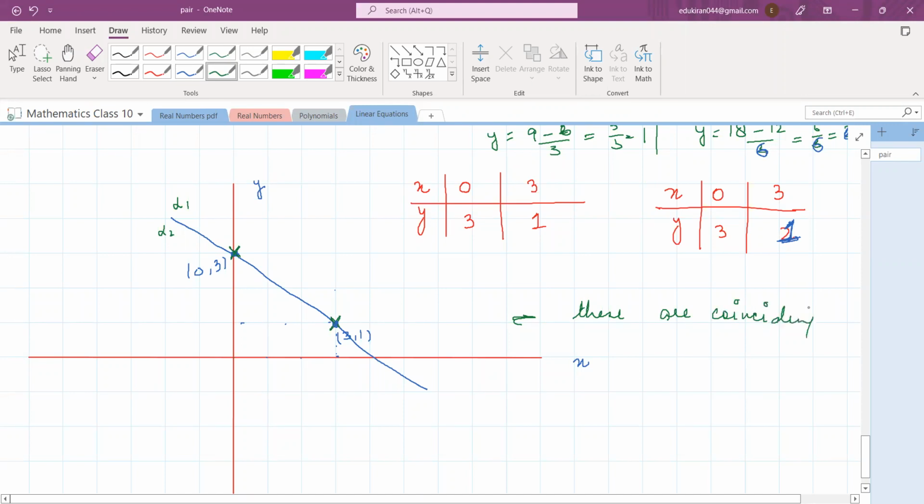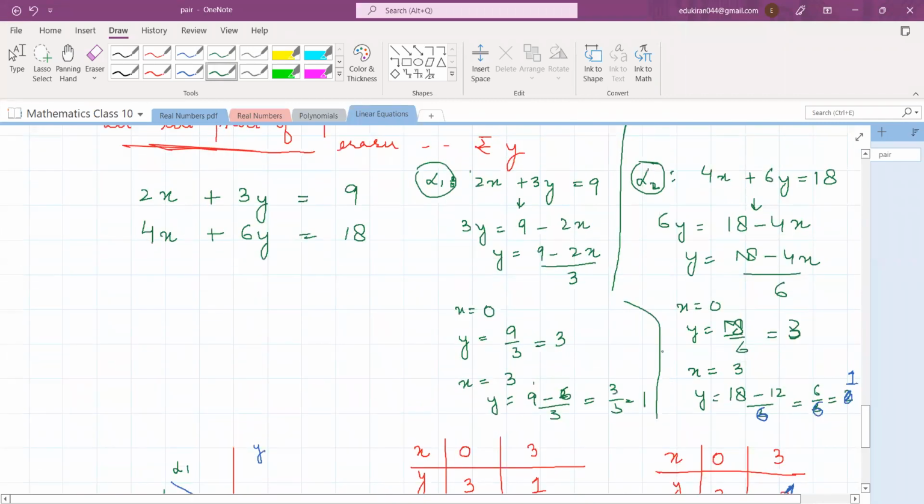Okay. Now, why am I getting coinciding lines? In the first case, I was getting intersecting lines, and here I'm getting coinciding lines. So if I again look at my equations, these were my two equations, clear? Now if we simplify that, if I look at my second equation, 4x plus 6y is equal to 18, right?